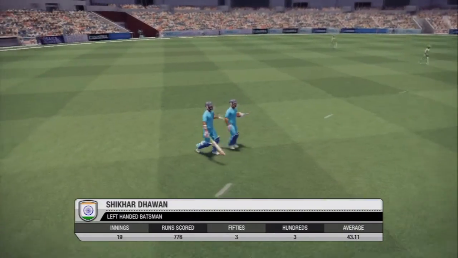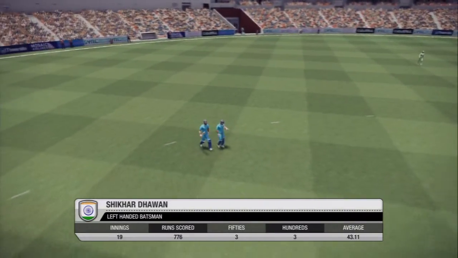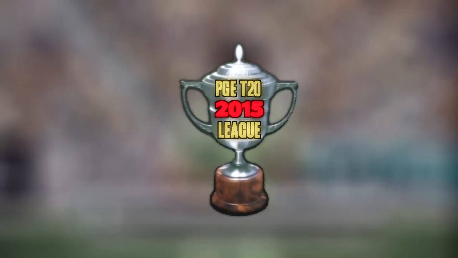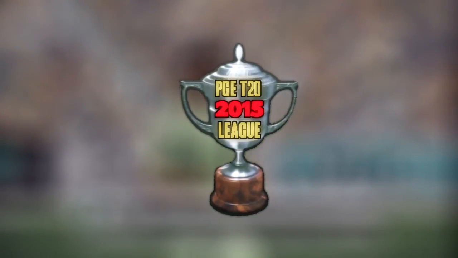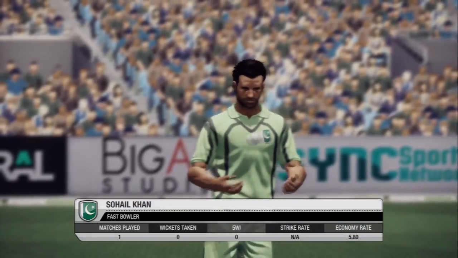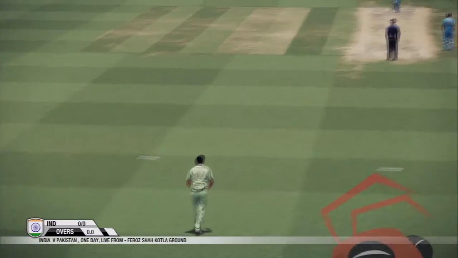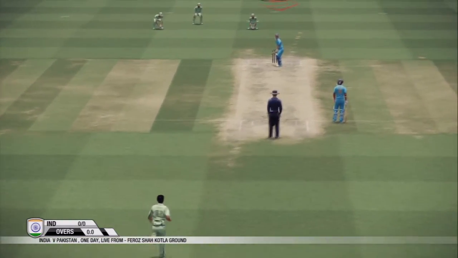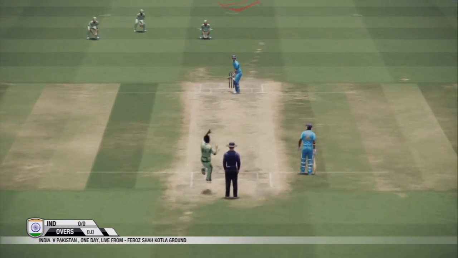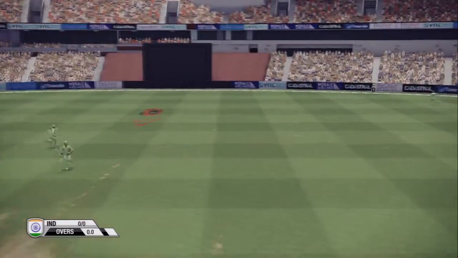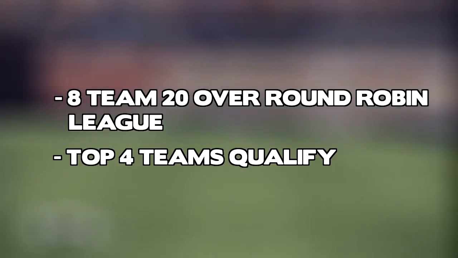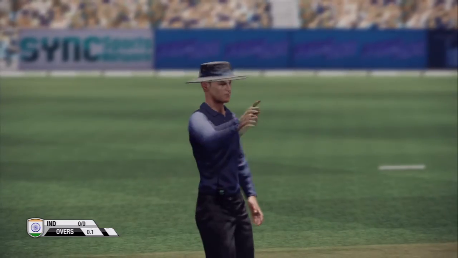So today I'm going to be talking to you guys about my brand new upcoming tournament, which is called the PGE 2015 T20 League. I am extremely excited to be hosting such a tournament because, as many of you guys know, I have never made my own major tournament before this one. So just a quick summary of what this tournament is going to be about. It's going to be an 8-team, 20 overs, round-robin league where the 4 top teams qualify to the semi-finals.